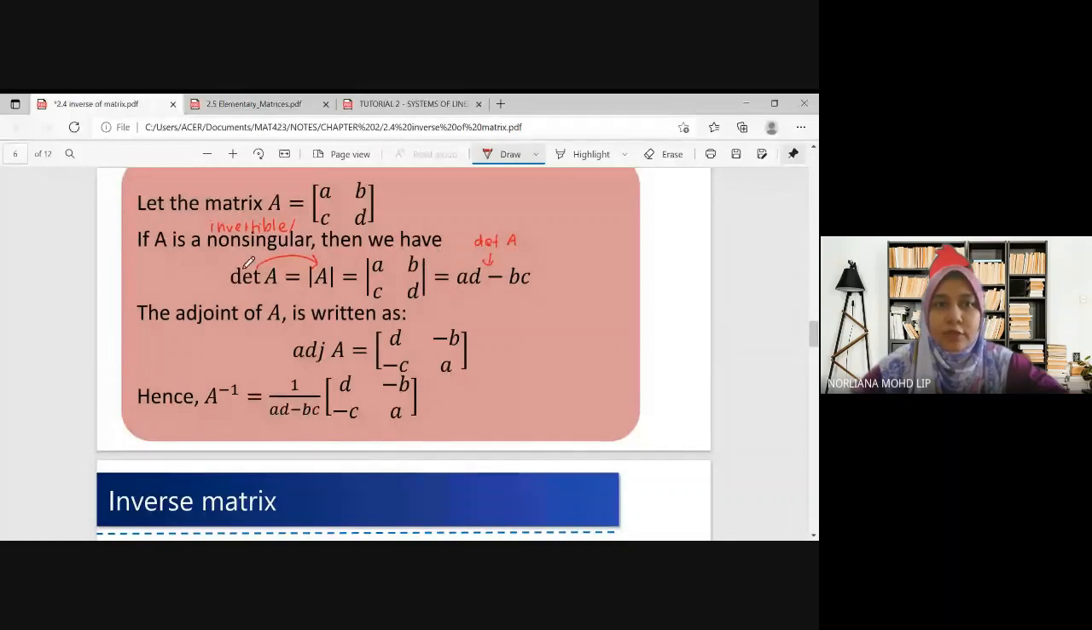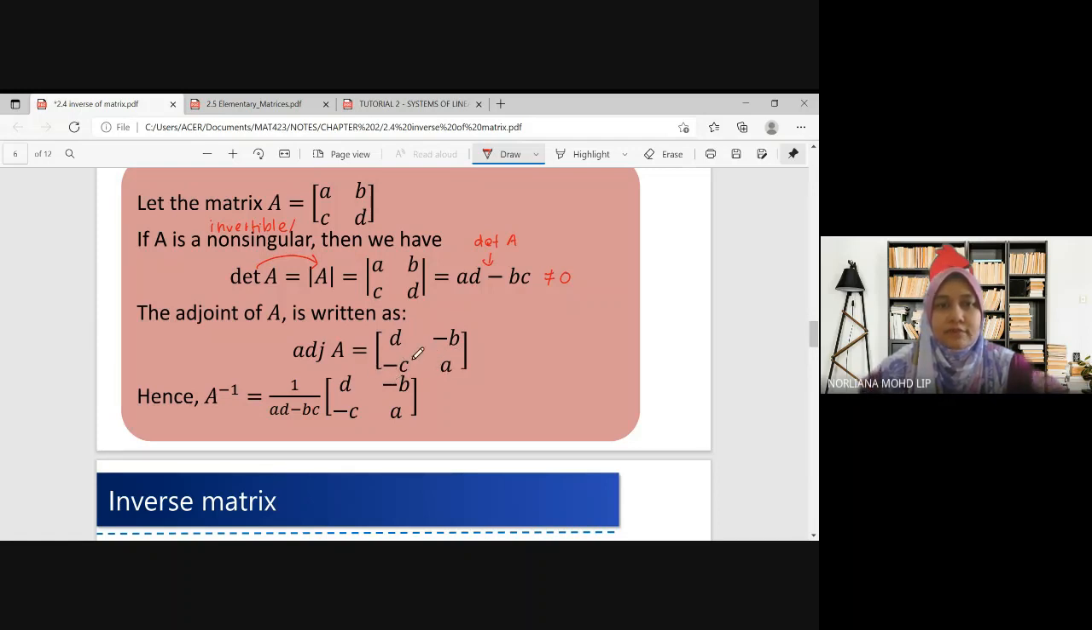Okay, we find the determinant of A, which is equal to AD minus BC. AD minus BC is not equal to 0. Then the adjoint of A is written as D, negative B, negative C, A.